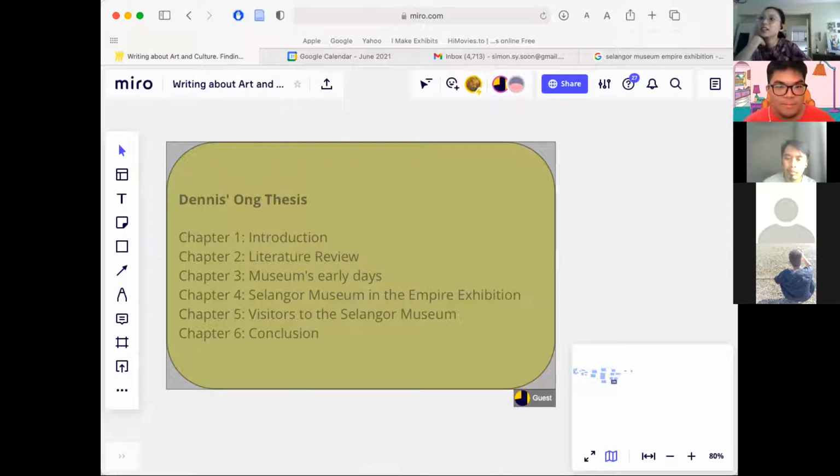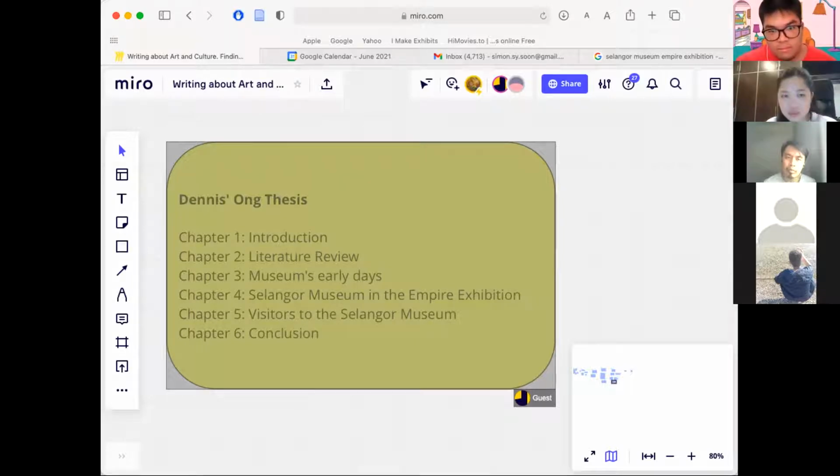I mean, at least in the beginning. Yeah. And then it became bigger until it's adopted as the state museum. Okay, so that's why you are interested in the Selangor Museum.